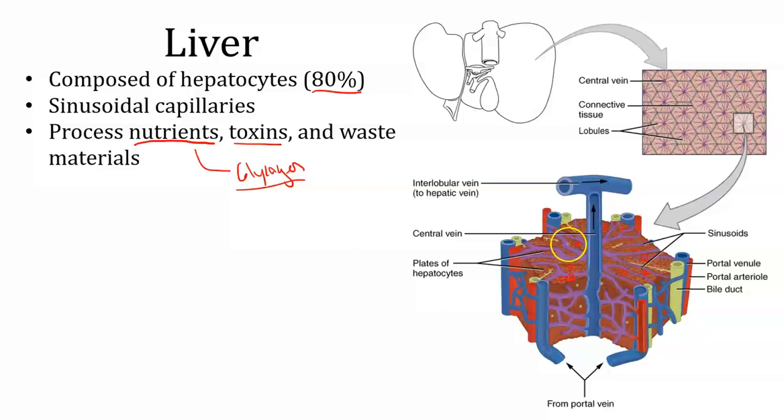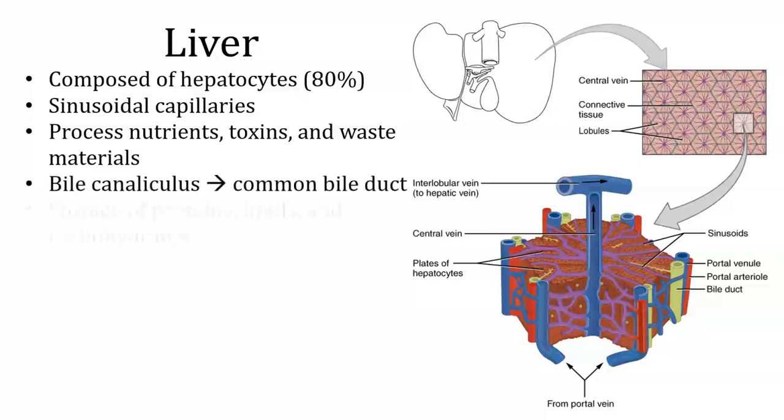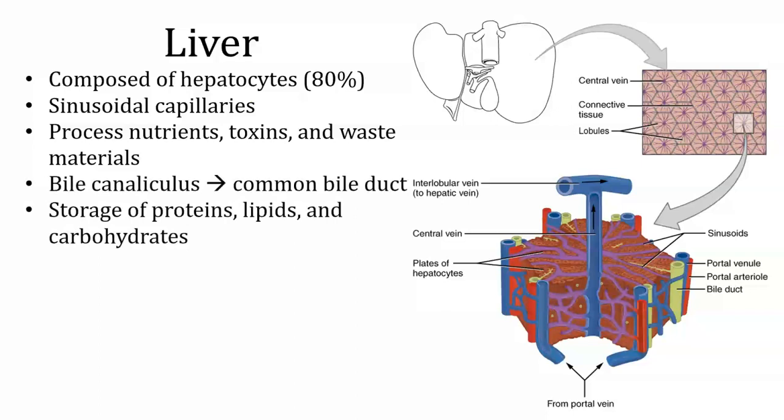A lot of your alcohol gets detoxified here, as well as any other drug, like even acetaminophen or Tylenol. Generally, it will end up in the hepatocytes to be processed. And different waste materials will be processed here as well. Like I think there's something to do with ammonia that gets processed in the liver. Okay, this is also a place where proteins and lipids and carbohydrates are stored.